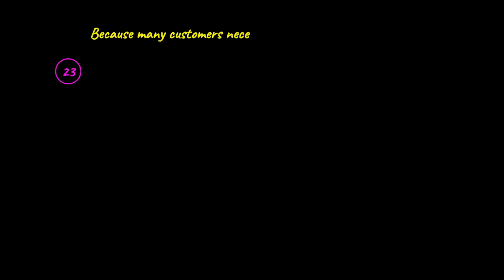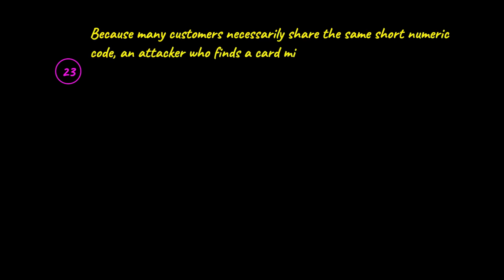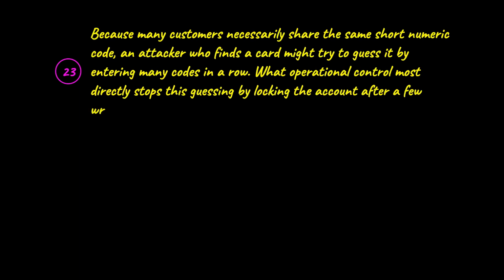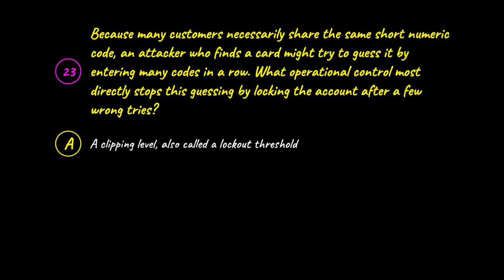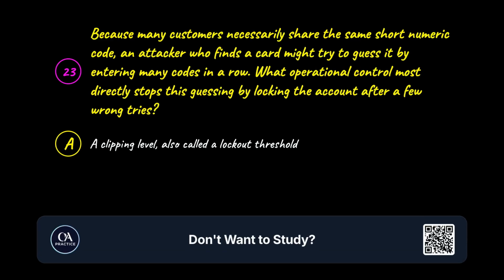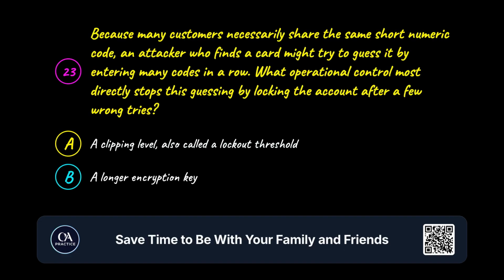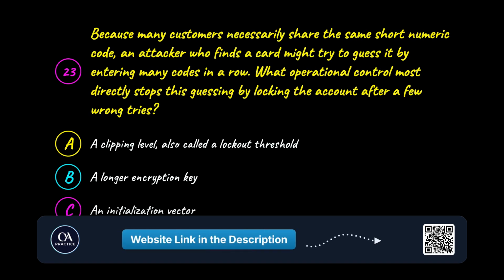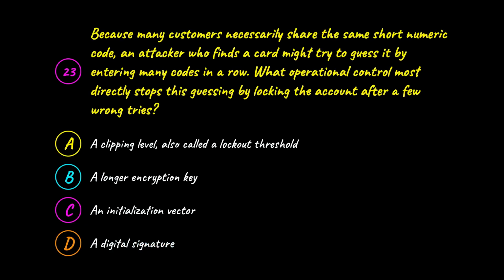Question 23. Because many customers necessarily share the same short numeric code, an attacker who finds a card might try to guess it by entering many codes in a row. What operational control most directly stops this guessing by locking the account after a few wrong tries? Your options are: A, a clipping level, also called a lockout threshold. B, a longer encryption key. C, an initialization vector. D, a digital signature. Don't overthink it. Which one feels right?